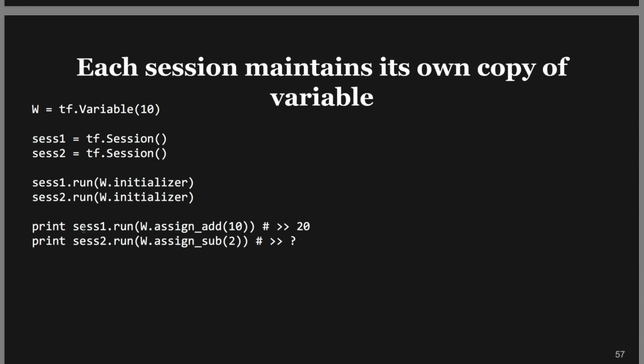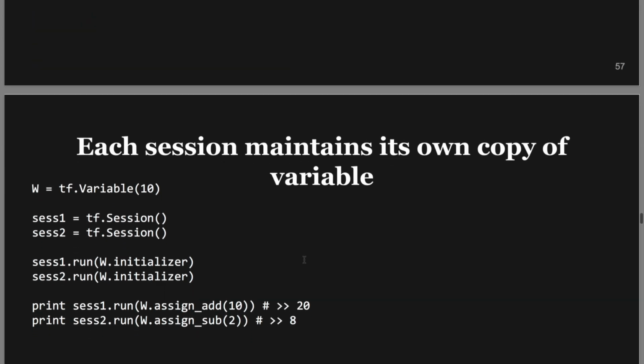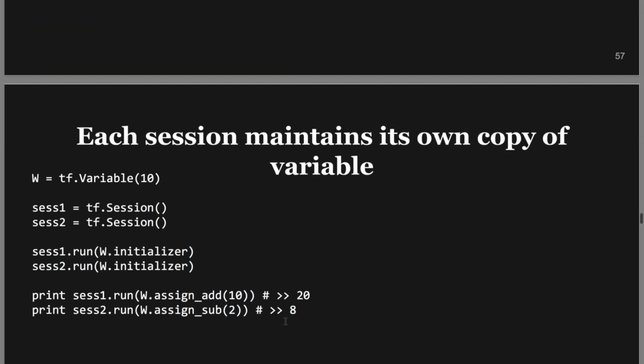Now let's say you're trying to do session1.run w.assign add 10. It will take the value of w in session 1, which is 10, and add 10, and you'll get 20. In session 2.run w.assign sub 2, the value in session 2 is still 10. It has its own copy. And when you do a sub 2, you will see 8. And that's what we are seeing out here.